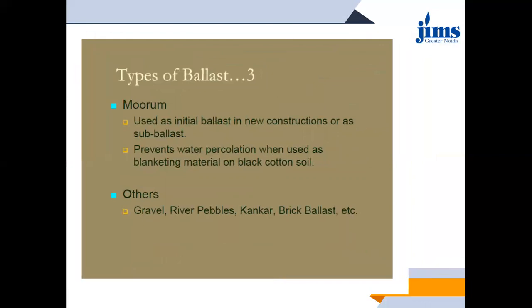Next type of ballast is muram. Muram is initially used as ballast in new construction, or it is also used as sub ballast. It prevents water percolation when it is used as blanketing material on black cotton soil. There are certain other types of ballast, which are gravel, river pebbles, conkar, etc. Or sometimes brick ballast also.